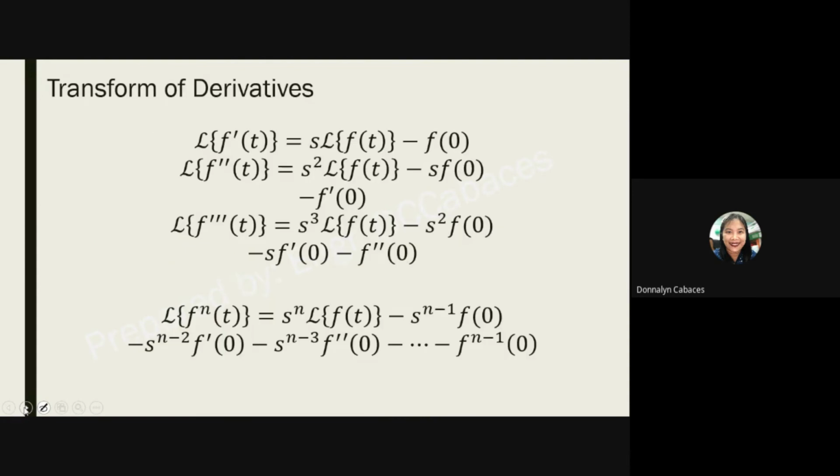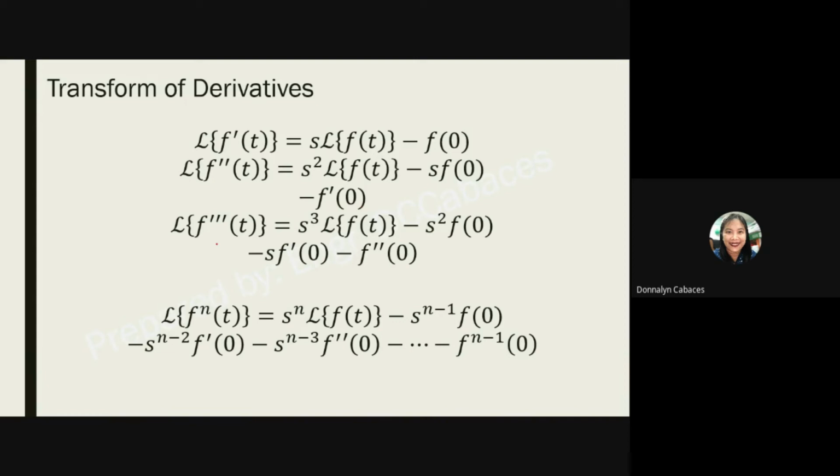And now we go to the transform of derivatives. This is actually what we are going to use later in the application, or in the solution of differential equations using Laplace transform. So also in your module, the derivation for the transform of derivatives is presented. You can check why the Laplace of the first derivative of the function of t is equal to s times the Laplace of f of t minus f of 0. When we take the second derivative, the Laplace of f double prime of t is equal to s squared Laplace of f of t minus s f of 0 minus f prime of 0.